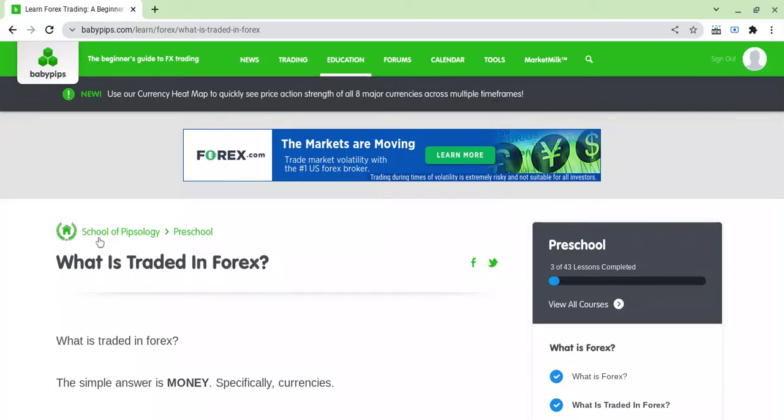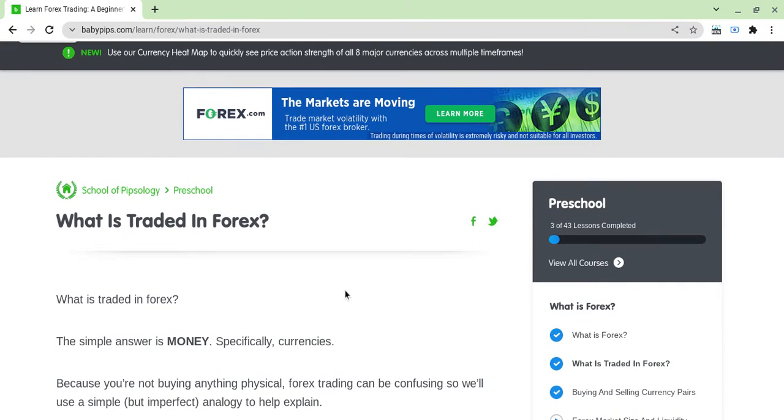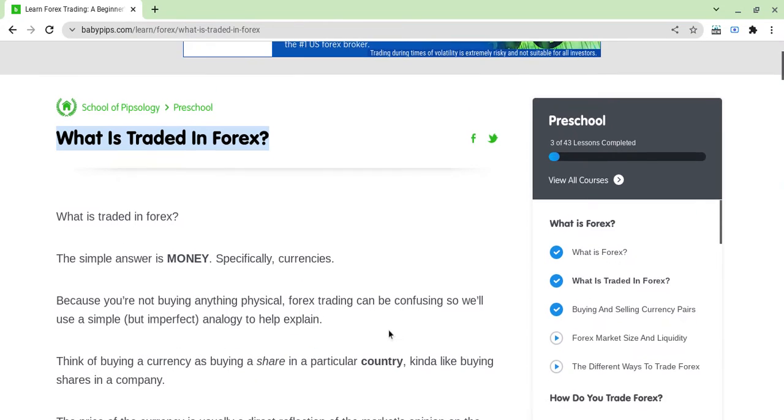So you're still confused about what is Forex and what are we trading? That's okay. Hang on, stick with me. When I finish with you, you will hopefully no longer be confused. So we are still in the school of Pipsology. We're still in preschool. And in this lesson, we're going to talk about what is traded in Forex.